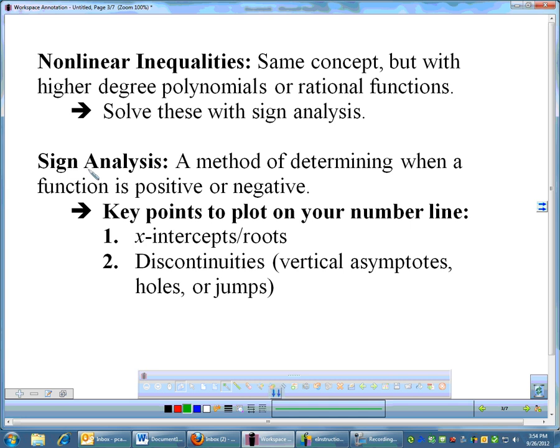And sign analysis is, I'm not sure that's an official math term. I don't know if the Math League of America approves that. But it is a method for determining when a function is positive or negative. And positive or negative is what we're going to shoot for with these inequalities.